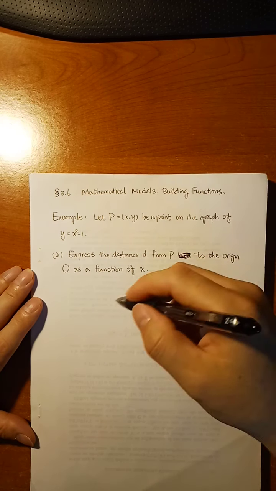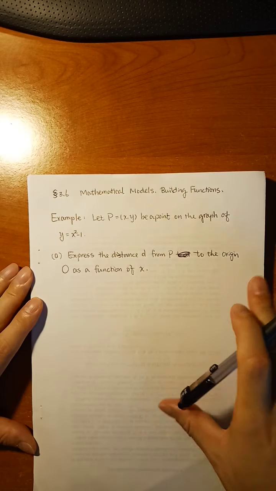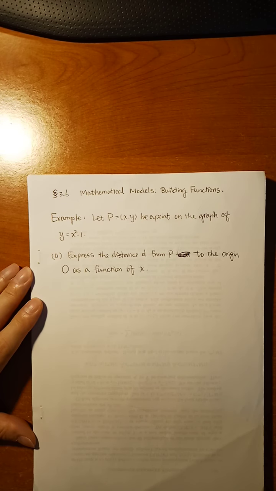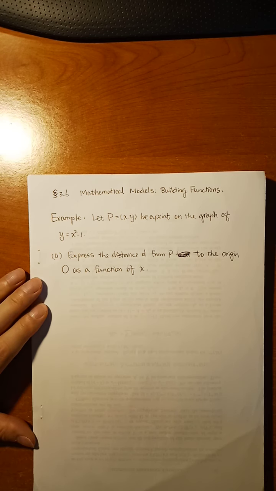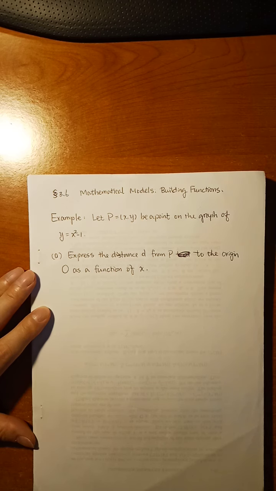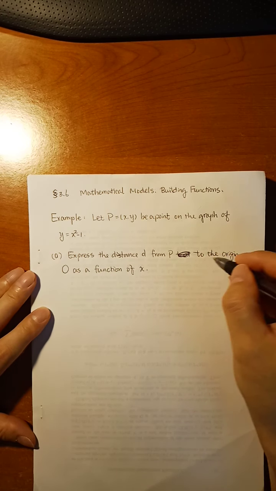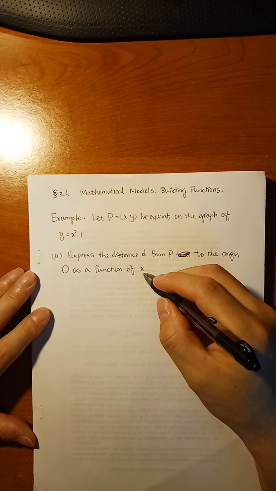Okay, so we're going to solve one by one. There are parts A, B, C, D. E is a problem about the calculator, so we will skip E, just A, B, C, D parts. Let's do it one by one. Distance d from point P to the origin O as a function of x.